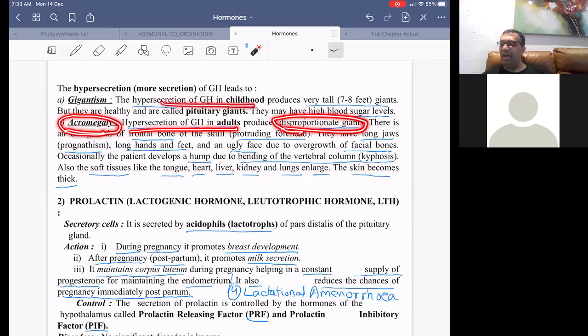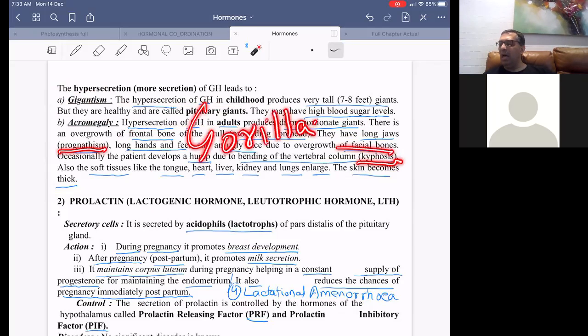Hypersecretion of growth hormone in children produces normal, healthy giants, that is called as gigantism. So gigantism में normal है, but acromegalics, which is growth hormone oversecretion in adults, produce disproportionate giants and ugly appearance with all the facial bones developing. And we remember prognathism, jaws develop, kyphosis, vertebrae में hump आता है, overgrowth of all facial bones, a gorilla face कहते हैं उसे. A person with acromegaly has a gorilla face, and terrible appearance.